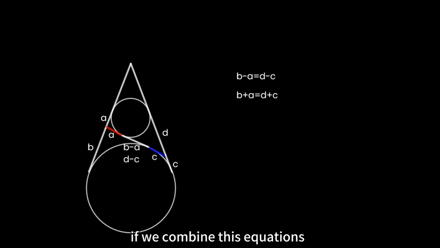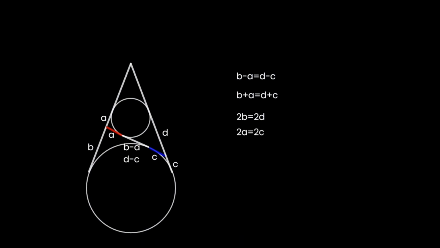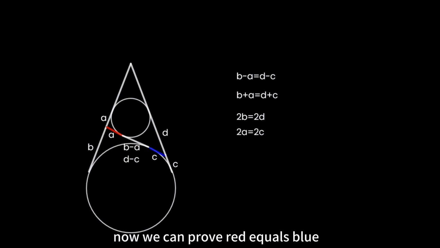If we combine these two equations, we can get double B equals double D. One equation minus the other equation, we can also get double A equals double C. Now we can prove red equals blue.